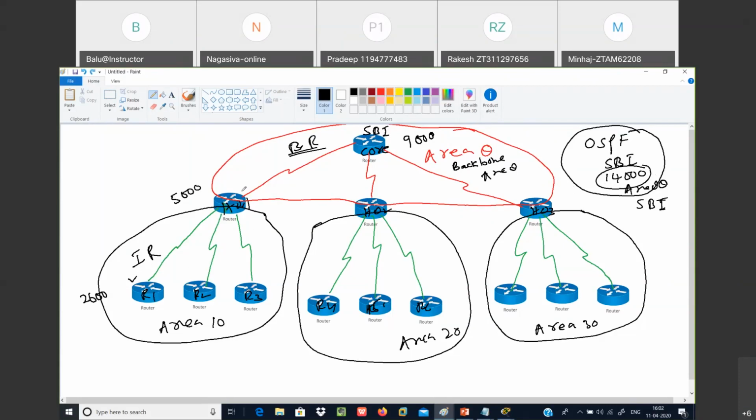So the question is, head office routers belong to which area? The router connecting two different areas, the head office belongs to area 0 as well as area 10. A router connecting different areas, that router we call ABR, area border router. Even head office is connecting area 0 as well as area 20, and area 0 as well as area 30. So all these routers are area border routers, ABR. So IR is going to update ABR, and ABR is going to update BR, the backbone router.